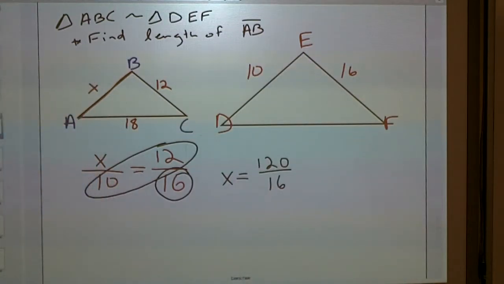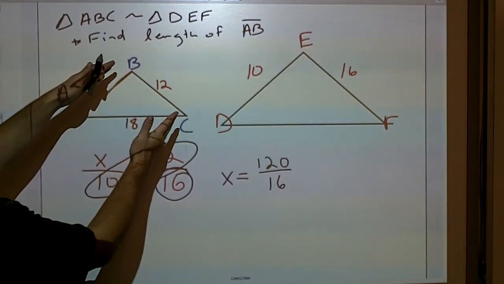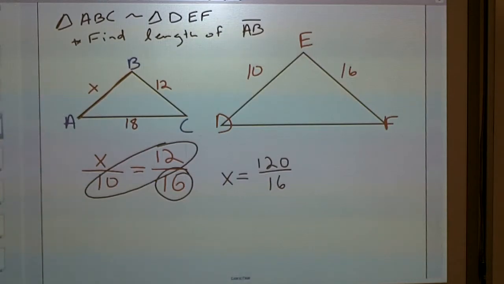Okay? So again, since these side lengths are proportionate, we can use the fact that we know the smaller to the bigger to solve for an unknown side length. Okay? X equals 120 over 16. We would simplify that down. Looks like it should get us to about a little bit over 7, alright? A little bit over 7 for a side length there. Okay.